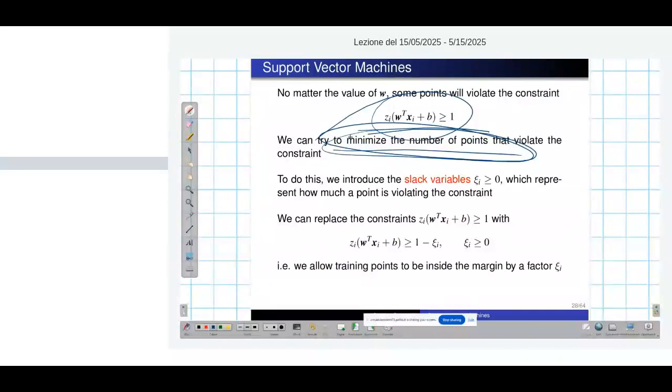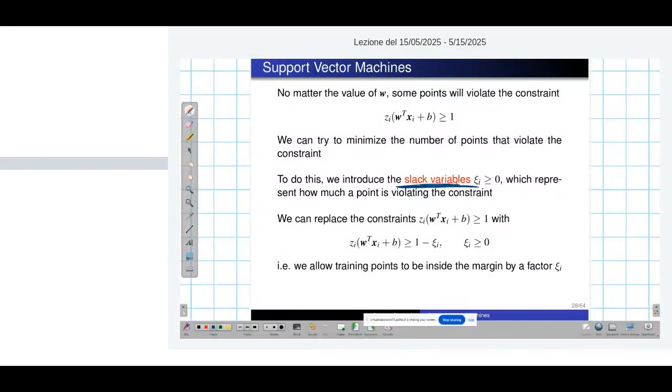So we allow some points to violate the constraint that they must be outside of the margin region, and we will even allow them to be misclassified. What we want is to have few points that are misclassified and a large separation between most of the points that can be linearly classified. To measure this, we introduce for each point an additional variable that we call slack variable xi_i. It's not an epsilon, these are xi. We assume it is greater or equal than 0 and it represents how much a point is violating the constraint.